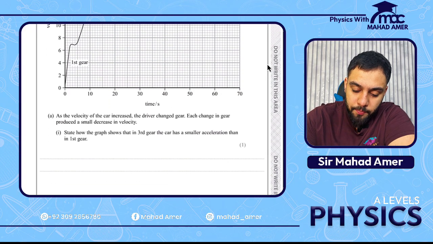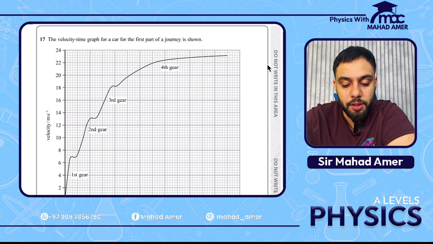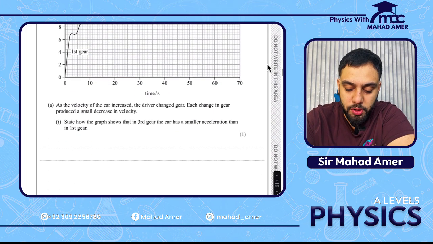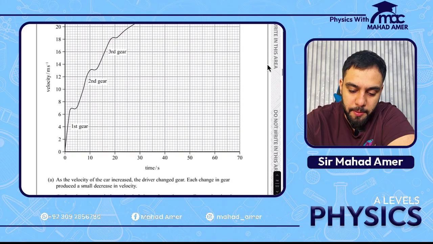Okay. Now the question states that there's a velocity time graph for the car for the first part of the journey, and as the velocity of the car increased, the driver changed gear. Each change in gear produced a small decrease in velocity. State how the graph shows that third gear has a smaller acceleration than the first gear.